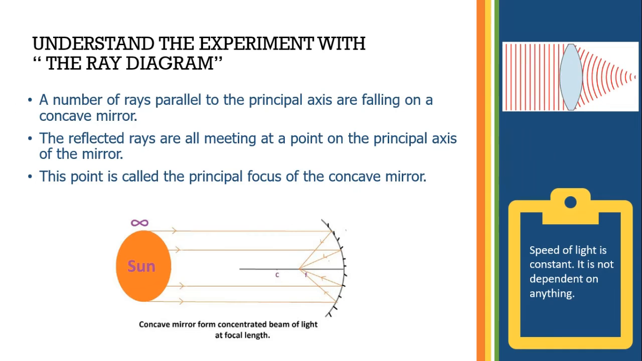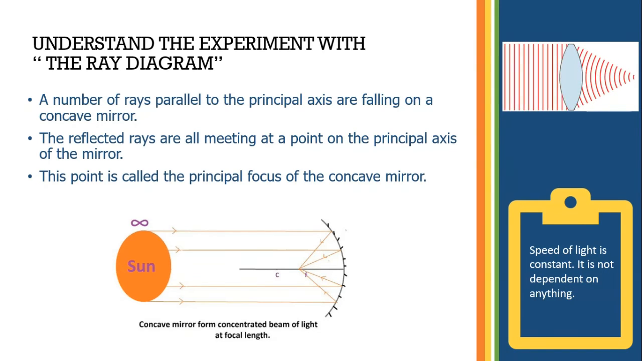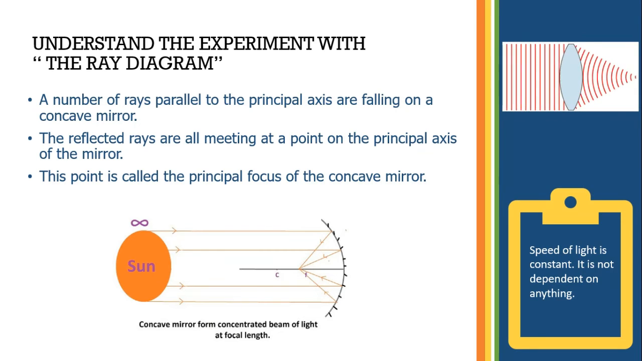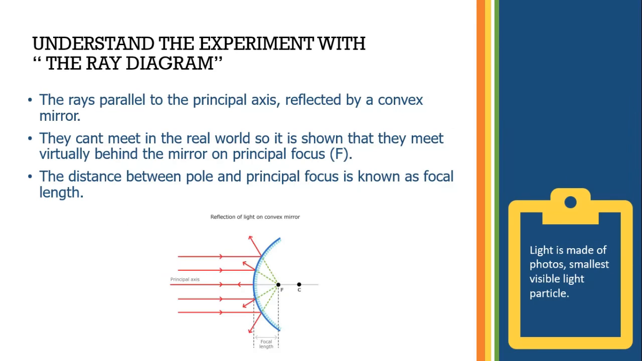So you can see the rays are coming from the sun, which are coming on lens and reflecting and pointing on one point, that is known as principal focus and symbolized with F. And this happens only in concave mirror. Now let's see what happens in the convex mirror.